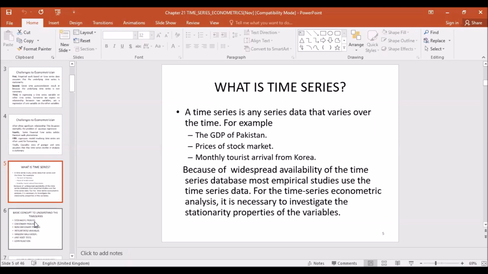For example, the GDP of Pakistan. When you collect the data set on the GDP of Pakistan, you can see that its frequency is annual. It means it is collected at a regular interval of one year. You will collect the GDP for 2000, then 2001, then 2002, 3, 4, 5, and so on. So this is time series data because the data set on GDP is collected over a regular interval of time.